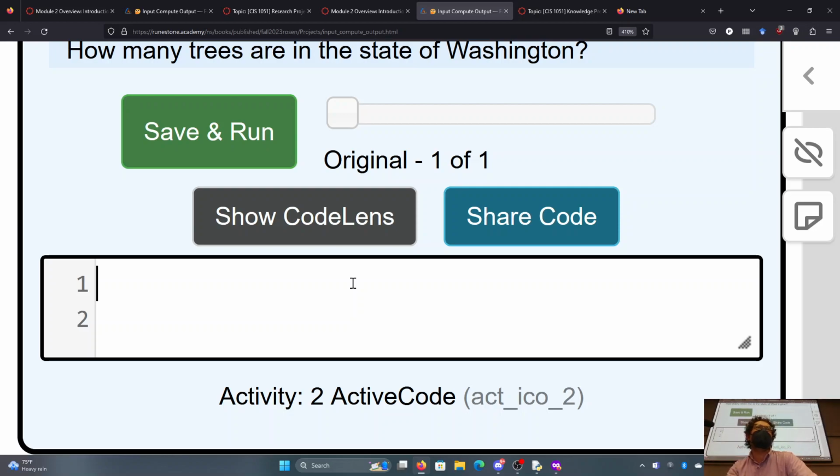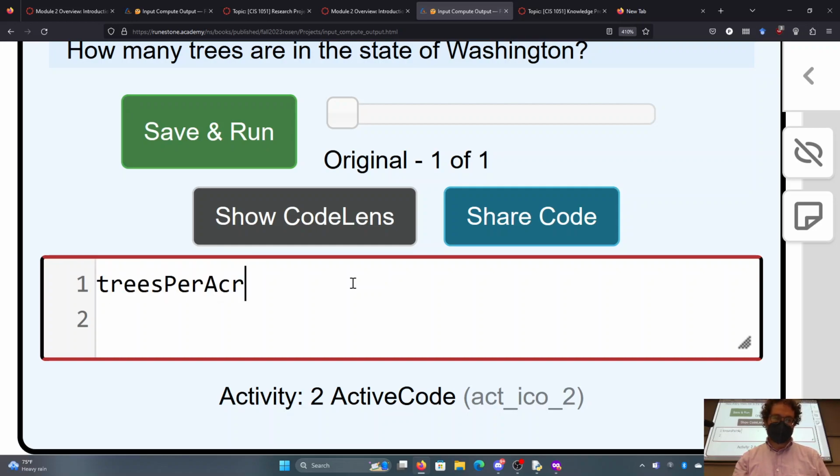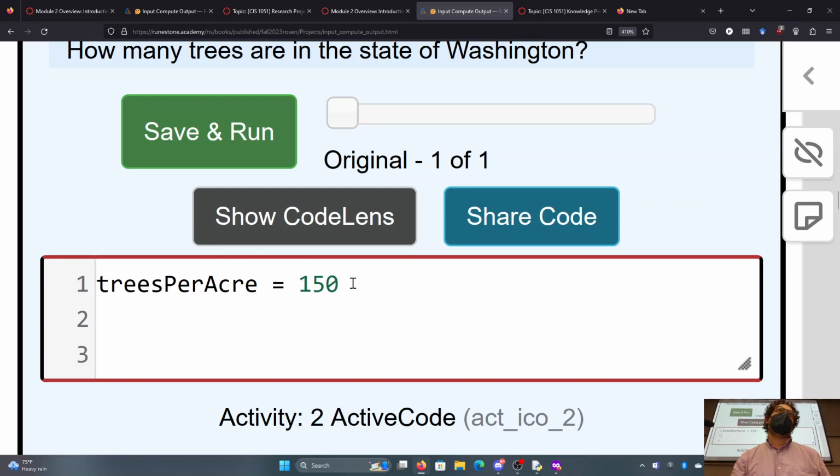3 billion trees. That's more of the order of magnitude there. All right. What about anybody else? And how did you get that? So I just looked up and said there's about 100 to 200 trees per acre of forest. So trees per acre, let's call it 150. And then how many acres? 22.5 million for Washington.